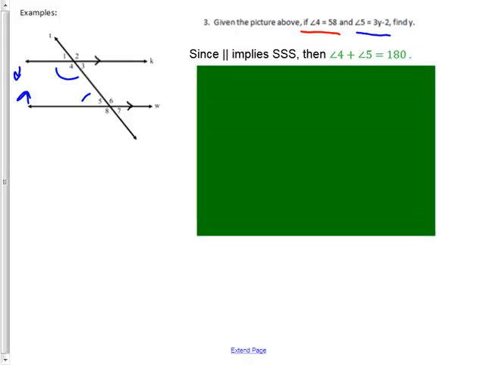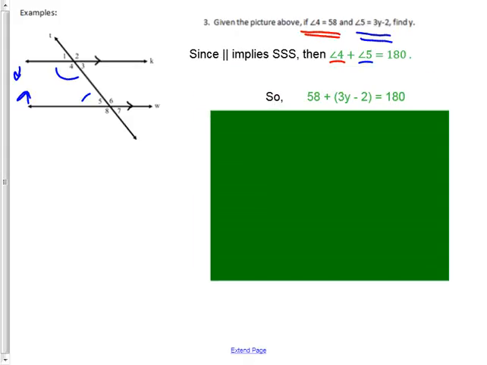So if we know that parallel lines imply same side interior angles are supplementary, we know that angle 4 plus angle 5 is 180. Everywhere that we see angle 4, we can plug in 58, and everywhere we see angle 5, we can plug in 3y minus 2. So we just substitute in our pieces. 58 plus 3y minus 2 equals our 180. They have to be supplementary.